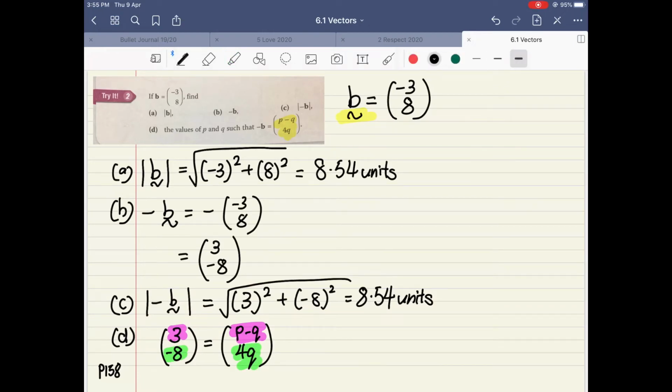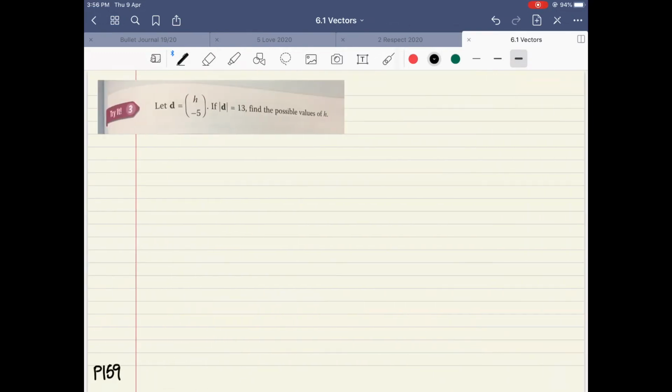So if I start solving, I will say that 4Q is equals to negative 8. Q is equals to negative 2. So I have one answer. Then I will do the next portion where P minus Q is equals to 3. Since Q is equals to negative 2. Oops, slight error there. So P minus negative 2 is equals to 3. Therefore, P itself is equals to 1. So P equals to 1 and Q is equals to negative 2.